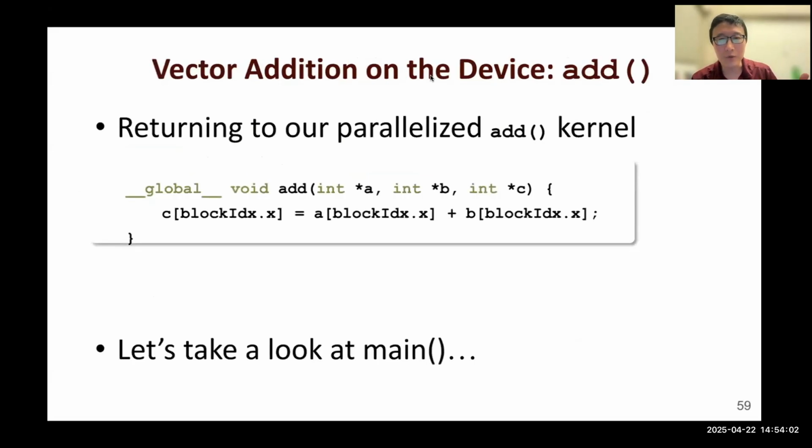I'll now return to our parallelized add function, and that's essentially what this block is doing. The only difference is that we are not simply adding B to A and storing it in C. We are adding the corresponding element of B and the corresponding element of A to the corresponding element of C. That's what we are trying to do.